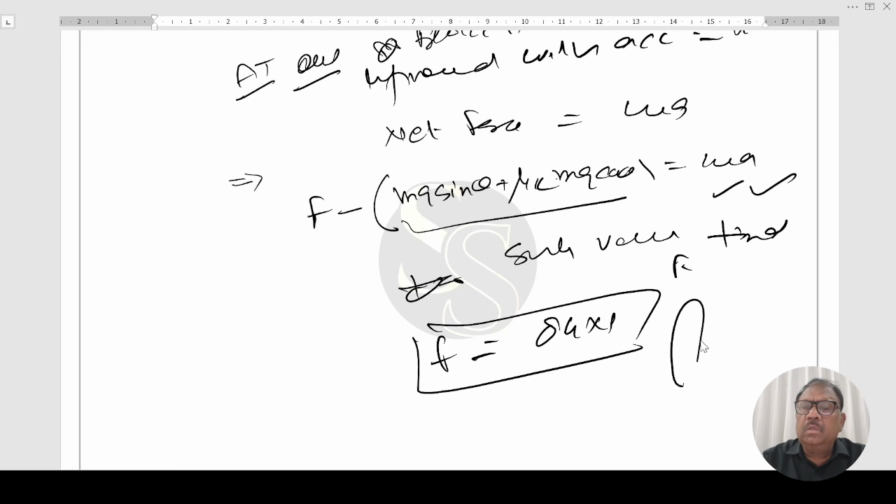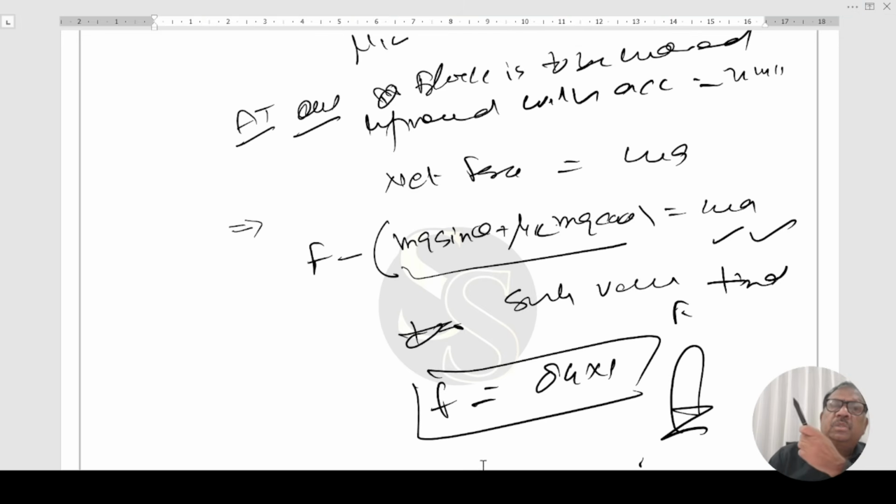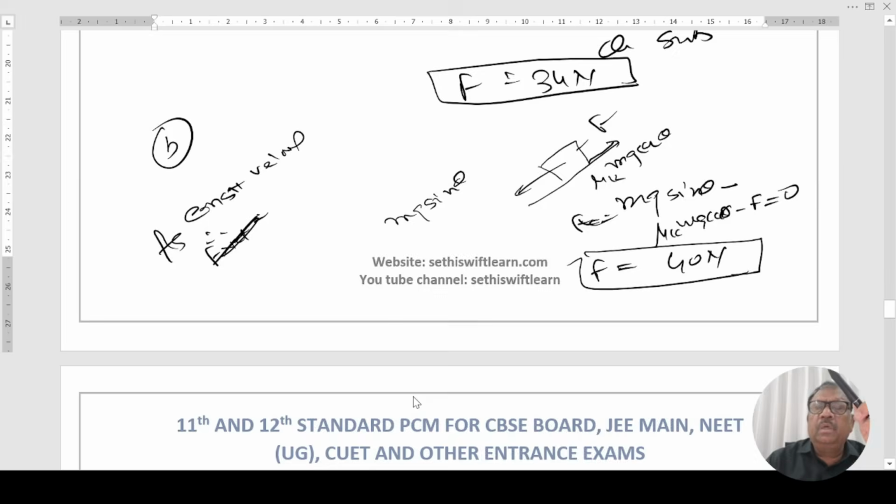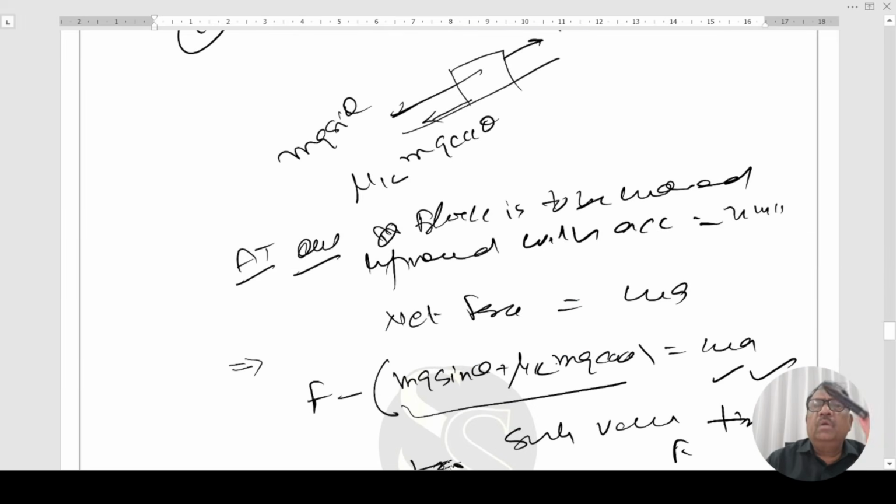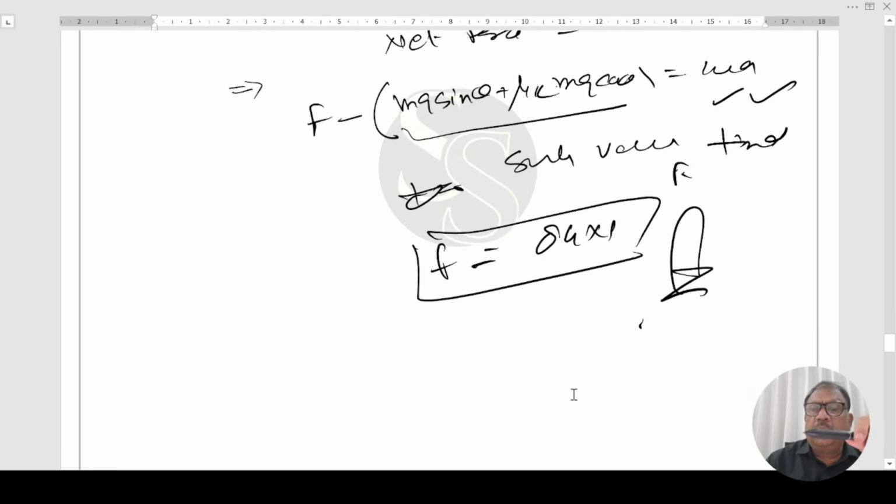That is the answer. In this case, we have discussed when it is stationary, when it is constant velocity, and when it is accelerated. All the cases have been discussed in detail. Right? Next question.